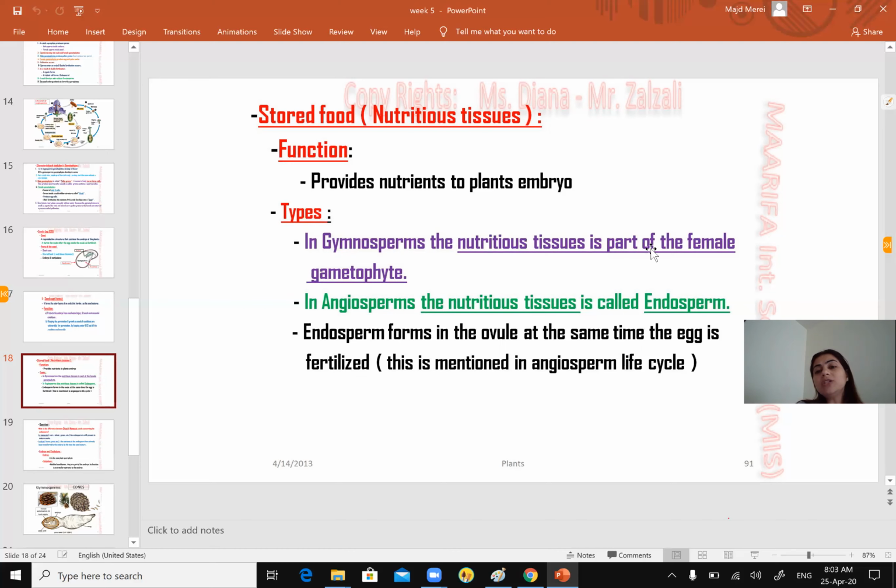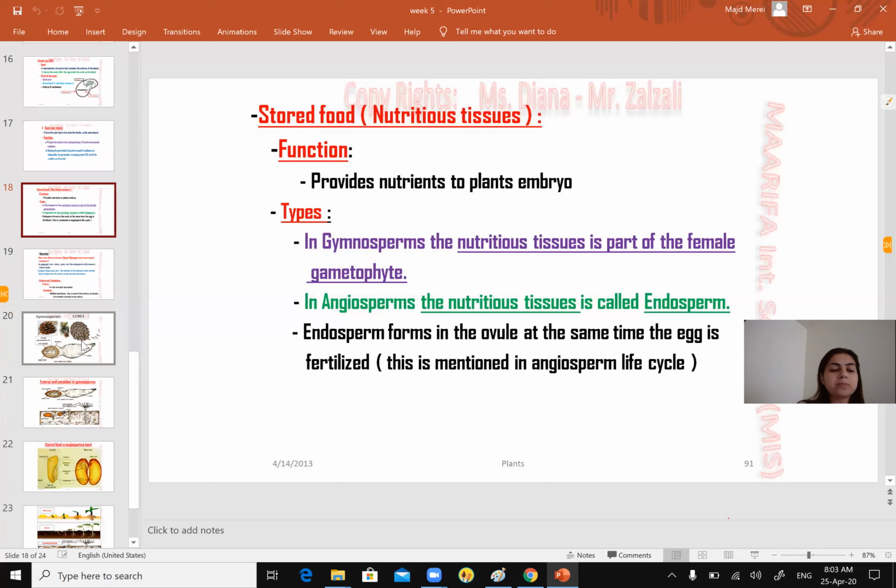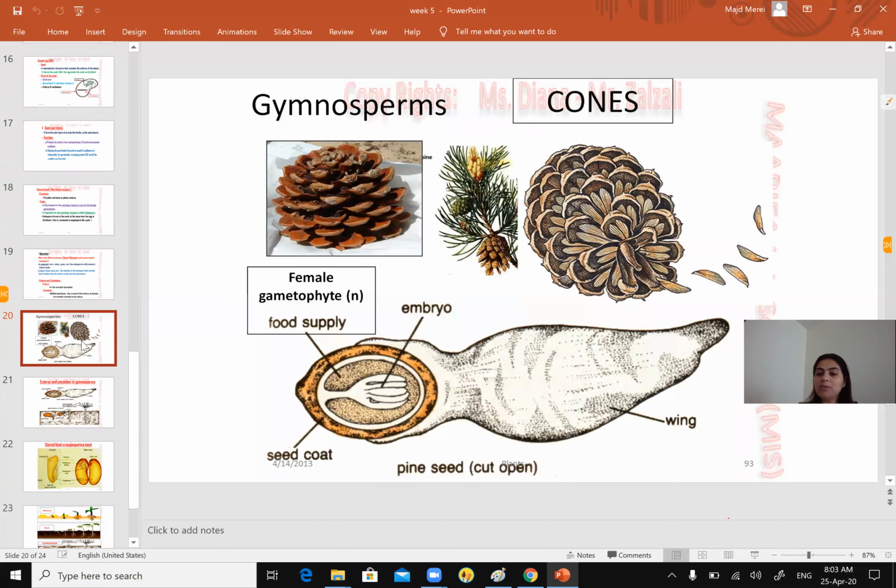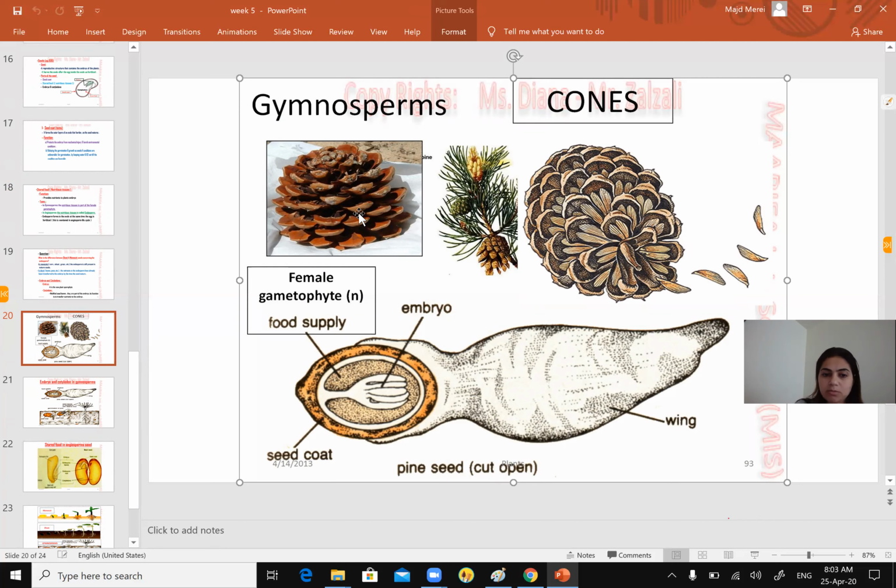For gymnosperms, the nutritious tissue is part of the female gametophyte. Notice this diagram. Gymnosperms are cone-bearing plants. They don't have flowers. Instead, they have cones. There are male and female cones.